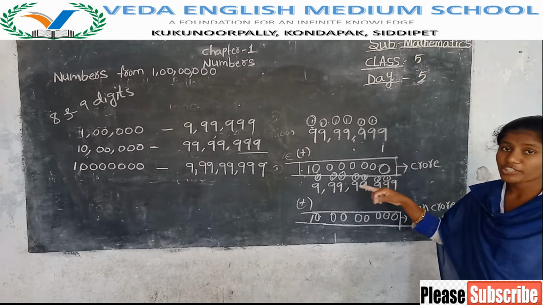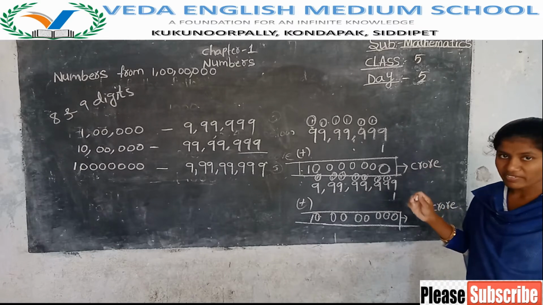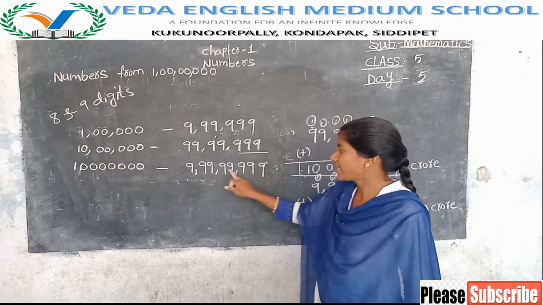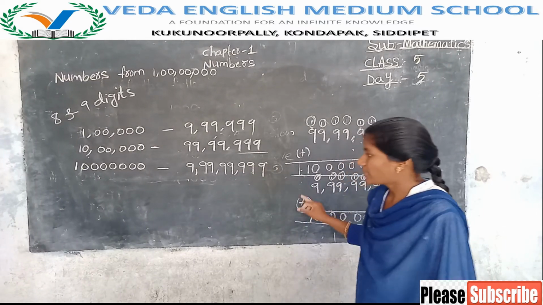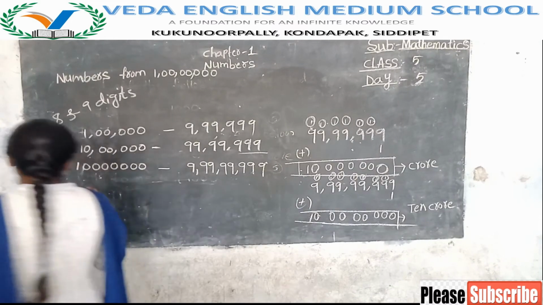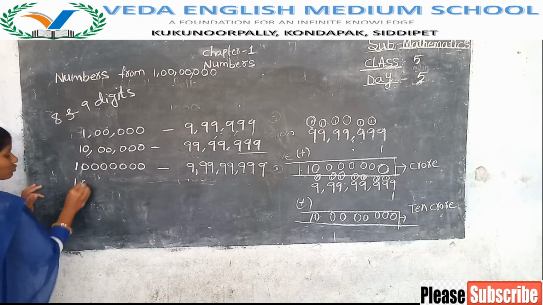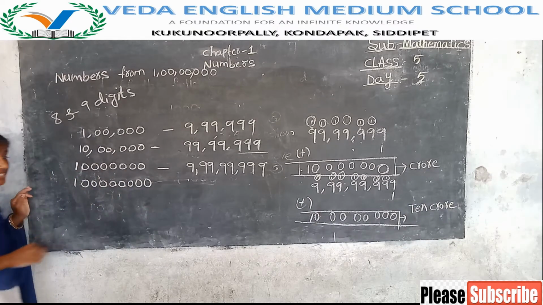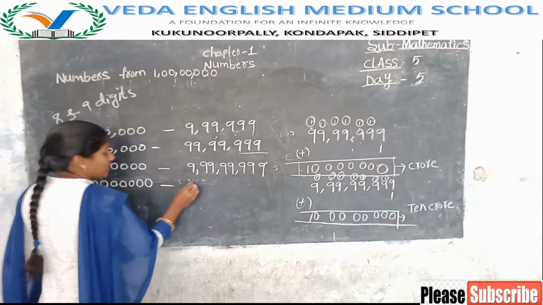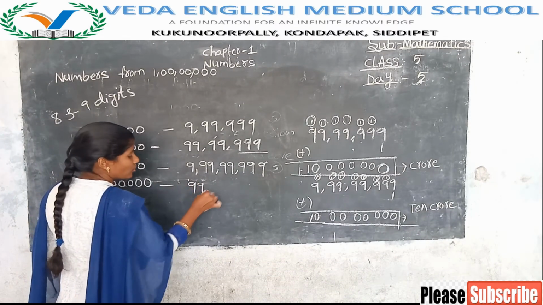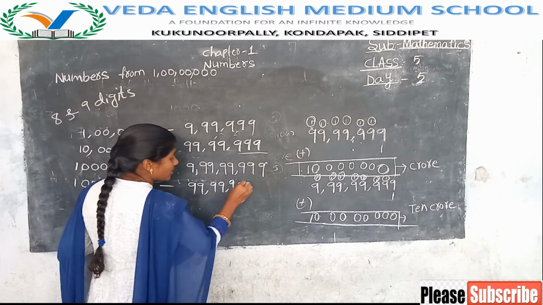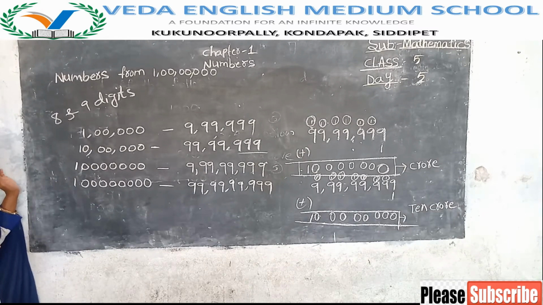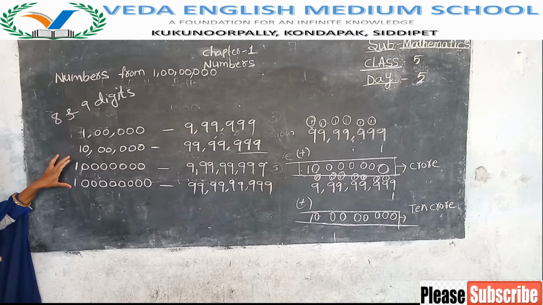The 8-digit smallest number is 1 crore. In 1 crore we have 7 zeros. Then the 8-digit largest number is 9 crores 99 lakhs 99,999. Then the 9-digit smallest number is 10 crore. How many zeros are there? 8 zeros. 1, 2, 3, 4, 5, 6, 7, 8. Then the 9-digit largest number is 99 crores 99 lakhs 99,999. So these two digit lengths we have learned newly in class 5.